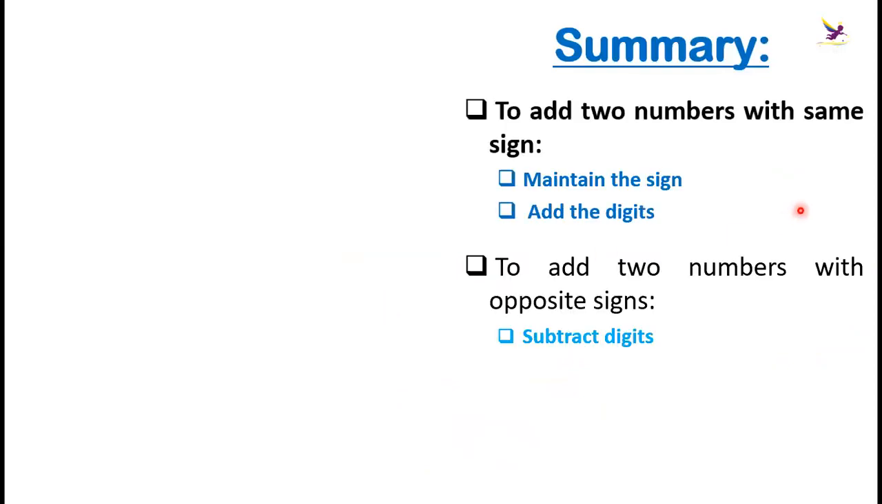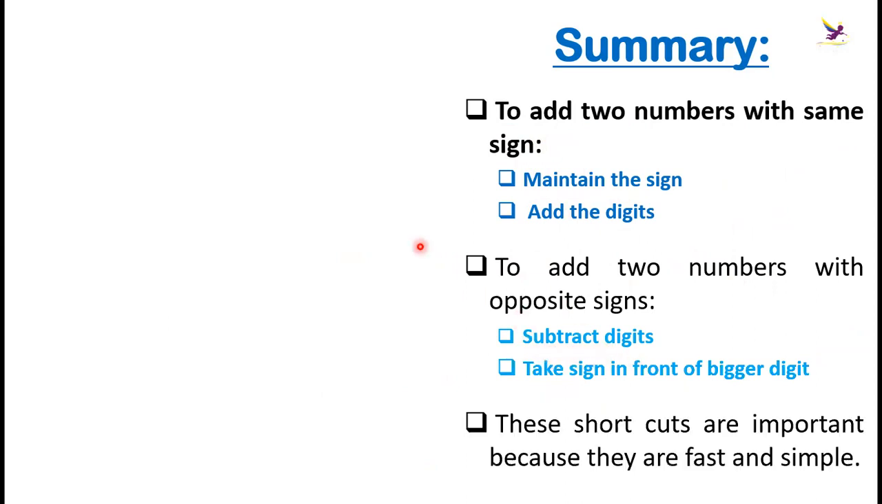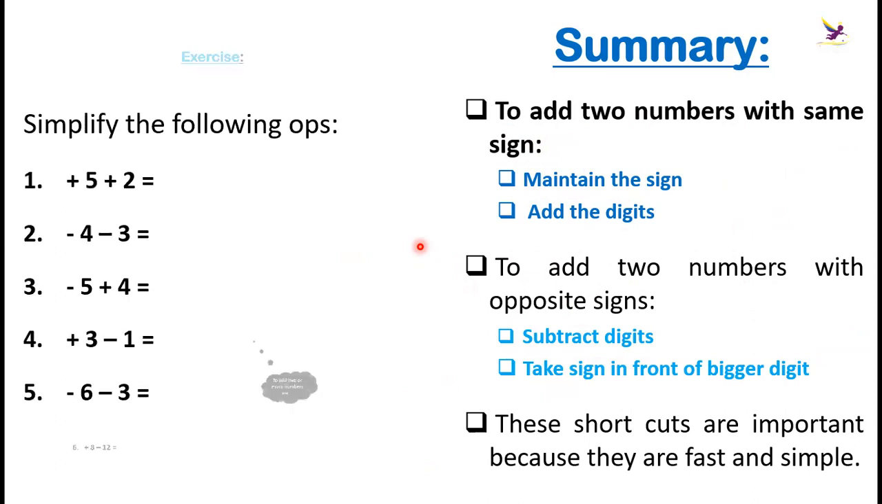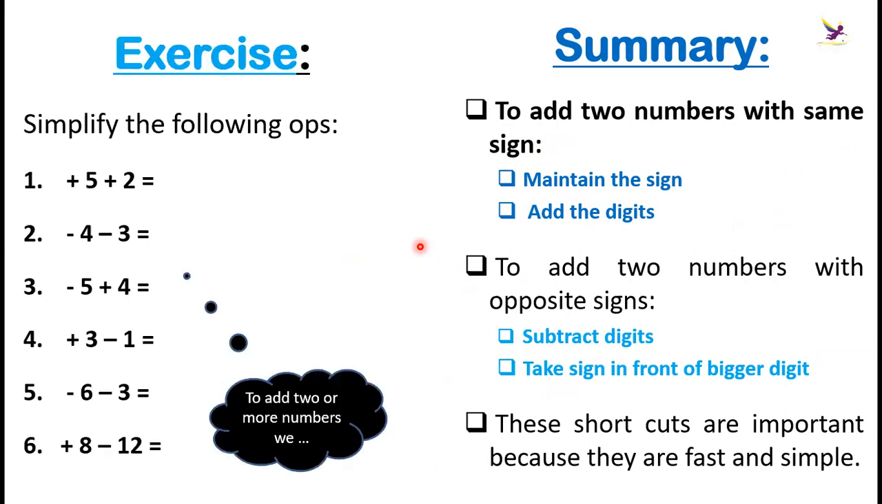So we go back to our work. So here you just recall, to add two numbers with the same signs, you maintain the sign and add the digits. While to add two numbers with opposite signs, what you have to do is subtract the digits and take the sign in front of the bigger family. These shortcuts are very important because they are fast and simple. You can take these other exercises, okay?